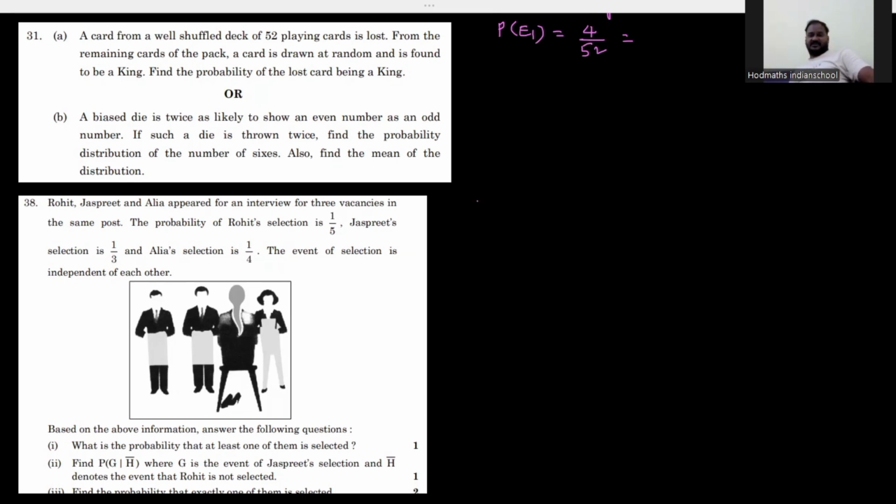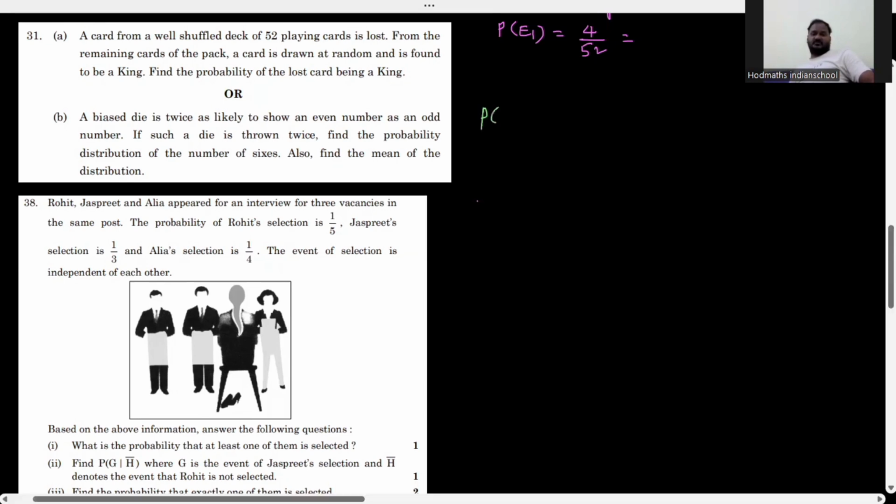So before that, let us say E1 is the event of selecting Rohit. So probability of R, for example, is equal to 1 divided by 5. So Rohit selection is 1 divided by 5. Then what is the probability of Rohit not getting selected? That is going to be 1 minus 1 by 5 is equal to 4 divided by 5. This is the probability of Rohit not getting selected.